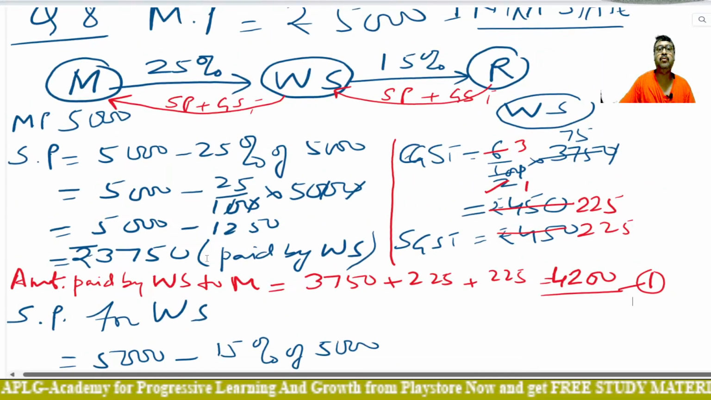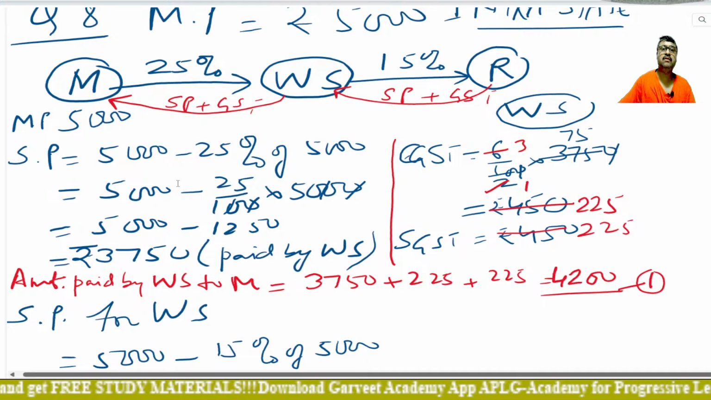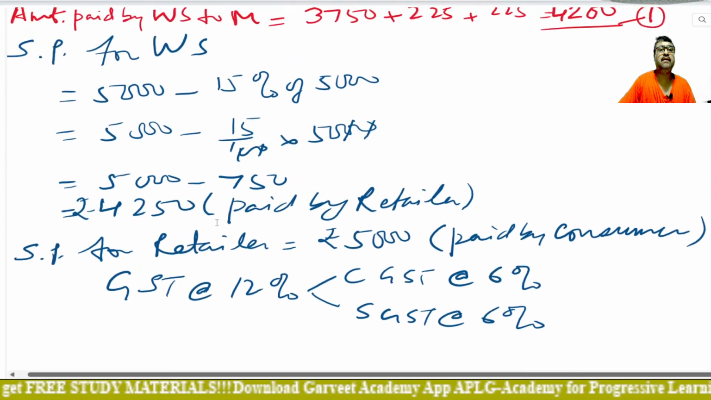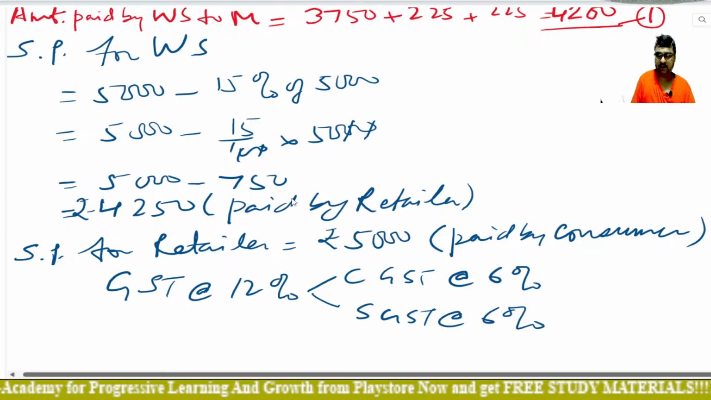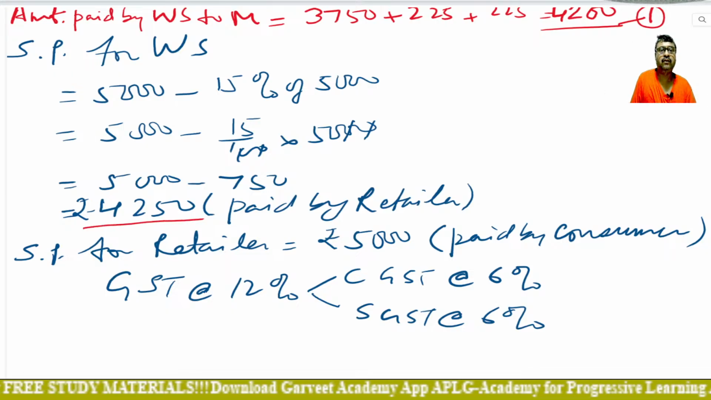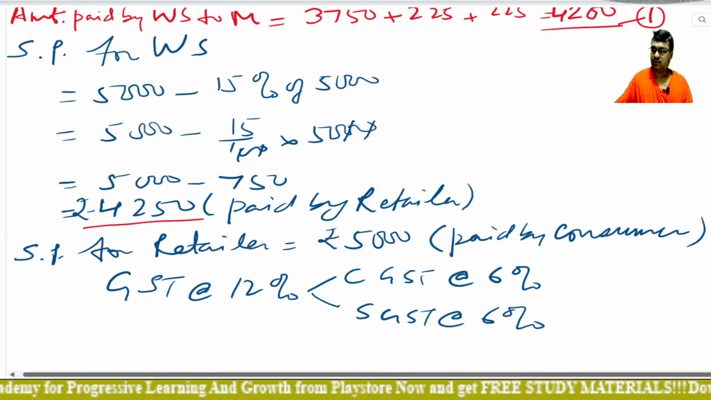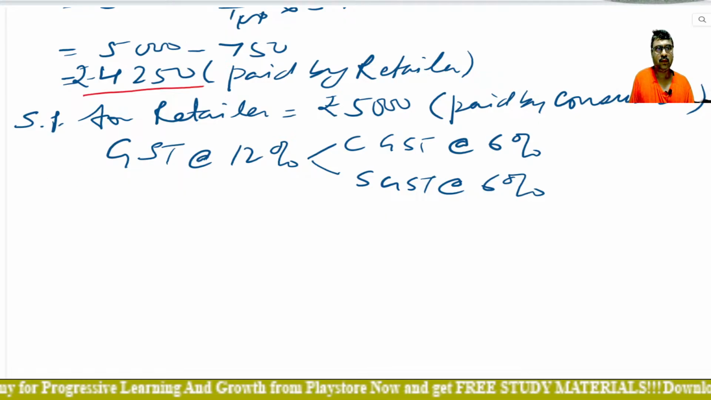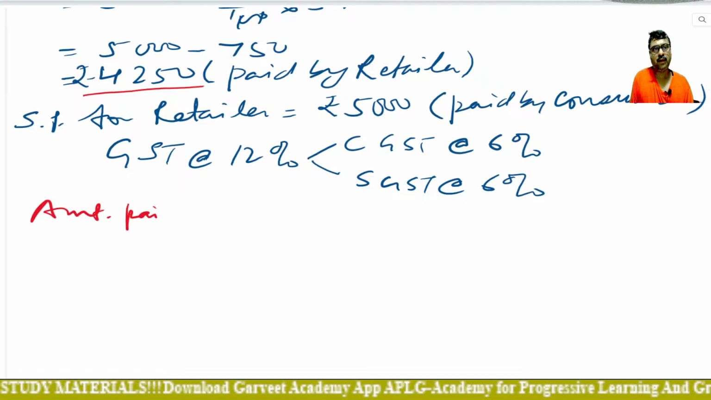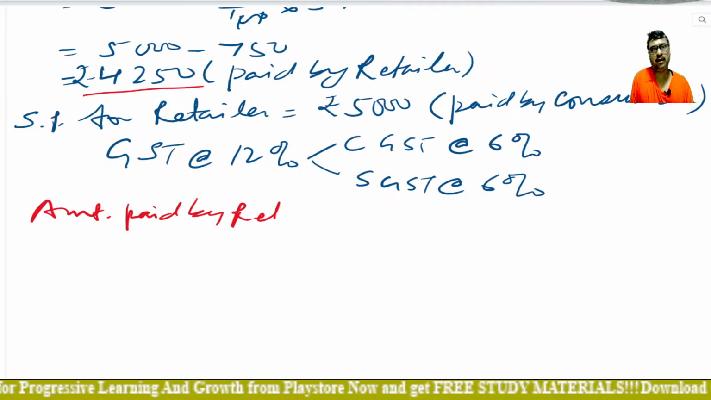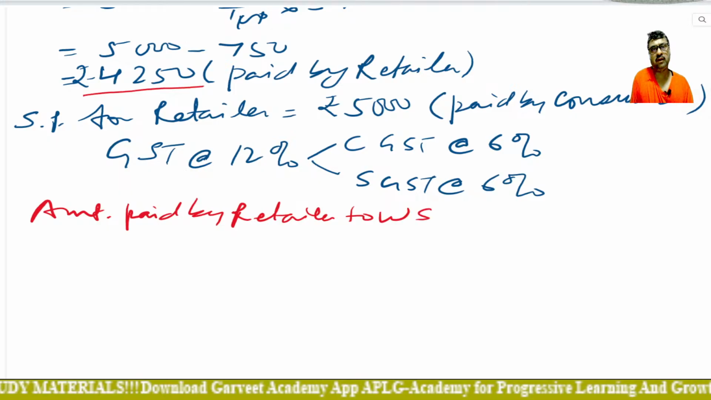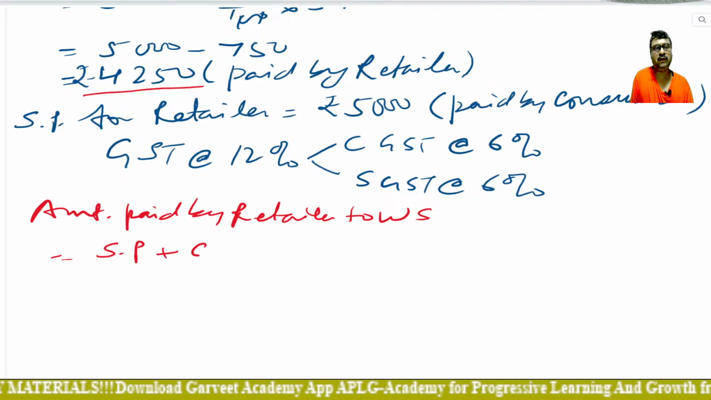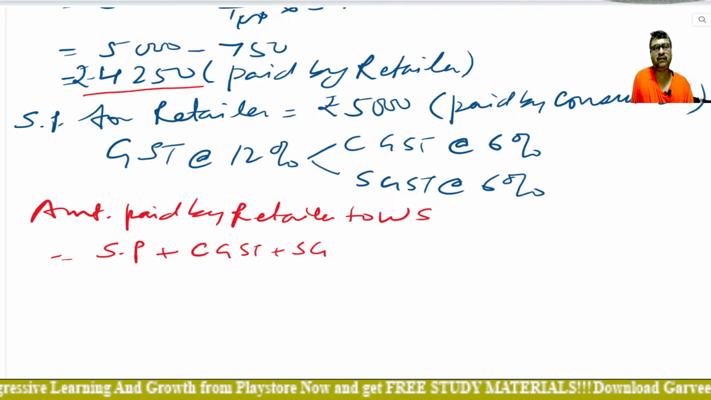Retailer is paying to whom? Wholesaler. Retailer to wholesaler. So for the retailer, the selling price he is paying is 4,250. So he will pay the taxes based on this amount. So amount paid by retailer to wholesaler will be selling price plus CGST plus SGST.